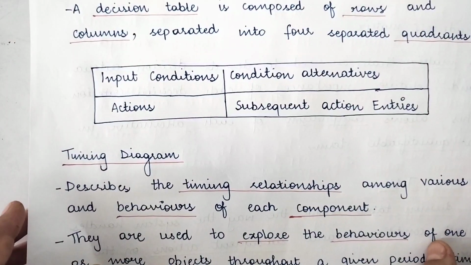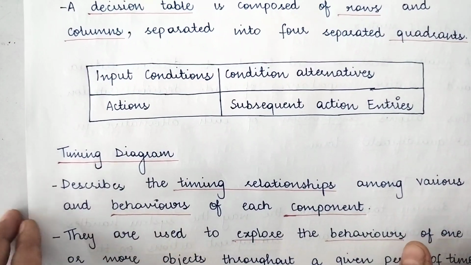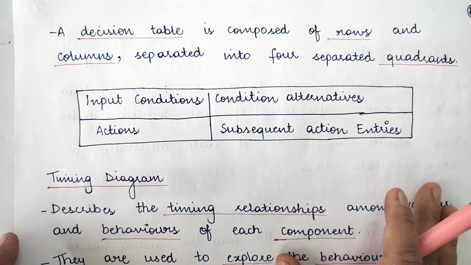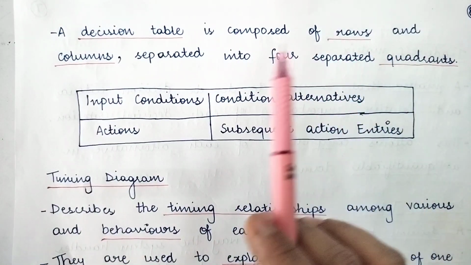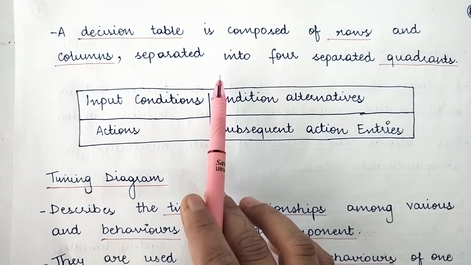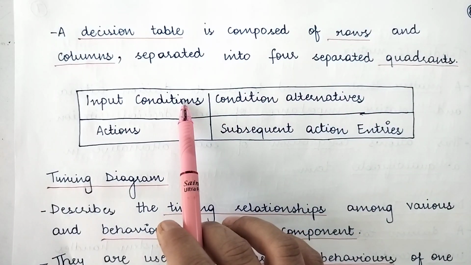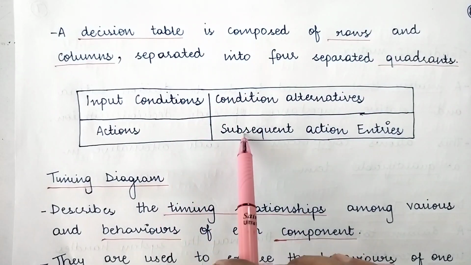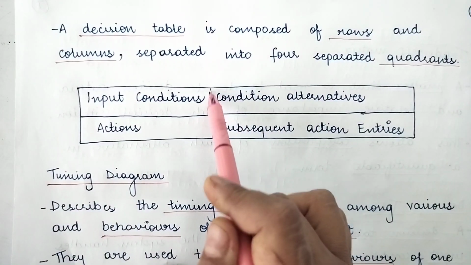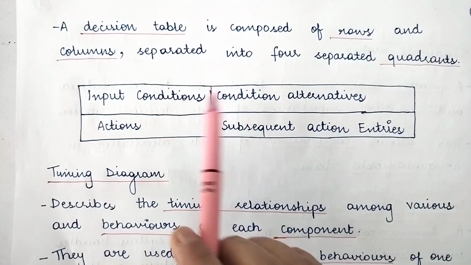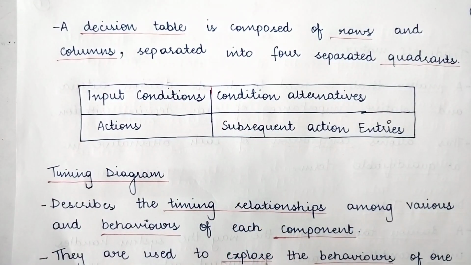A decision table is composed of rows and columns. Just like any table, a decision table is also composed of rows and columns, and these rows and columns are separated into 4 separate quadrants. Here you can see there are 2 rows and 2 columns, and they are separated into 4 separate quadrants: 1, 2, 3, 4.